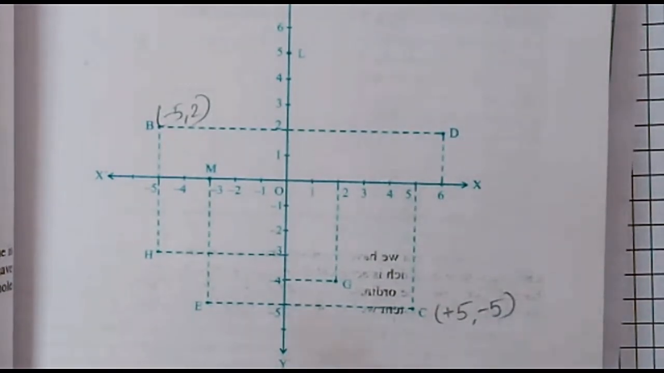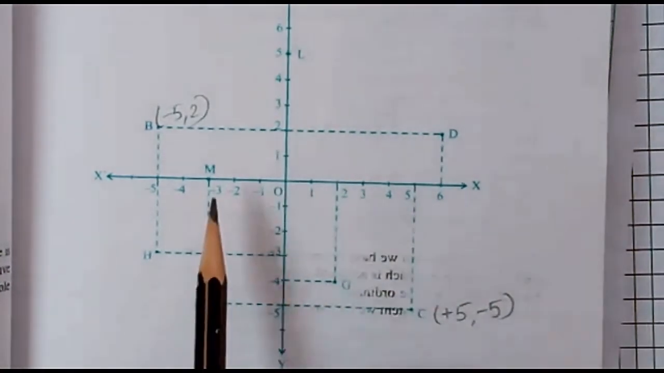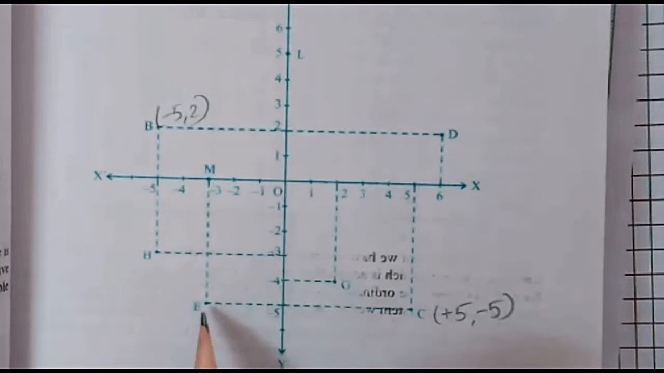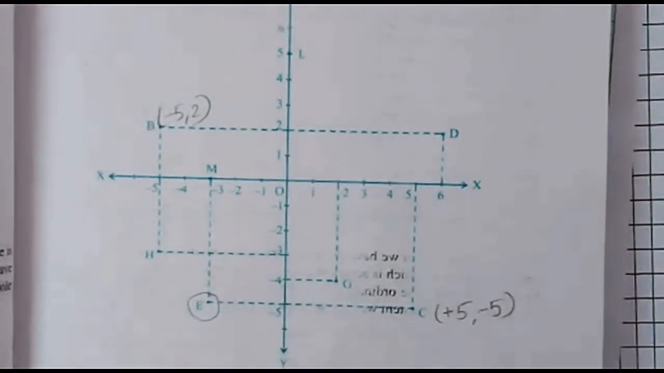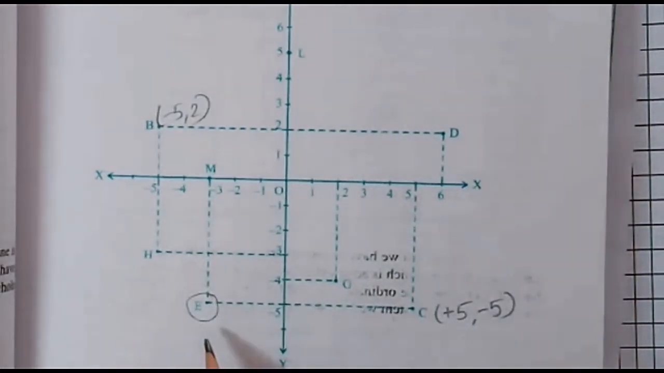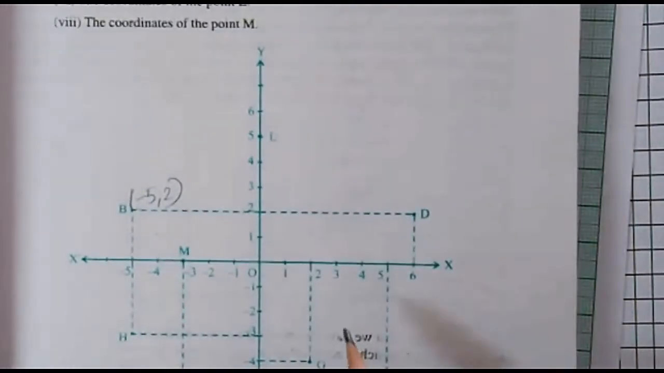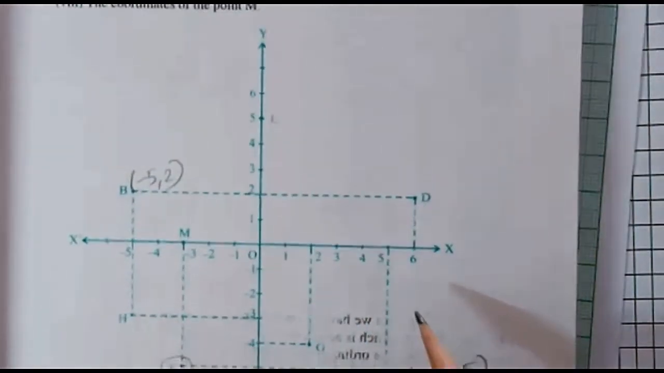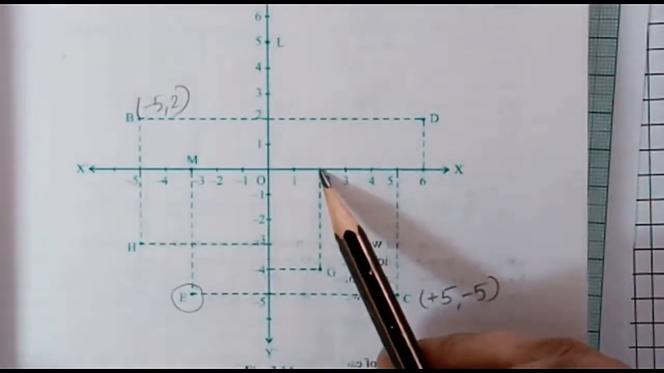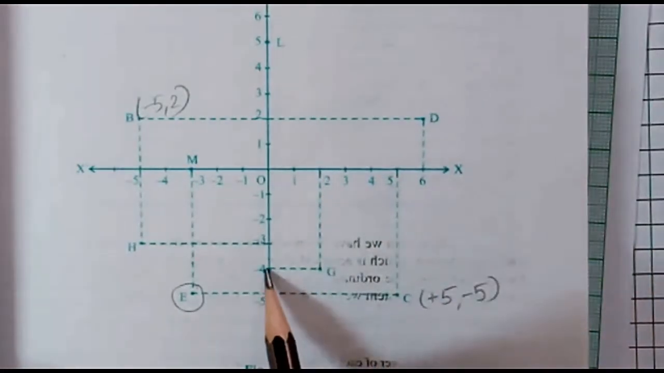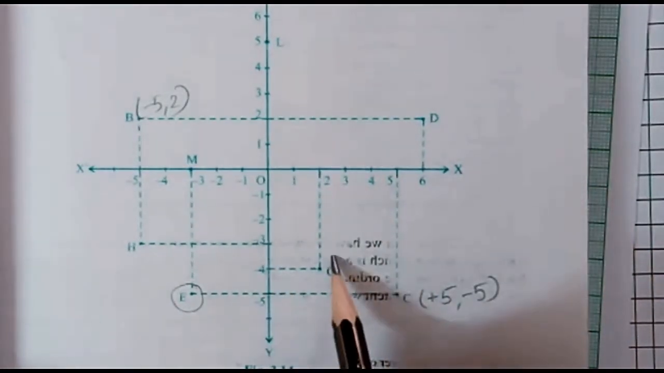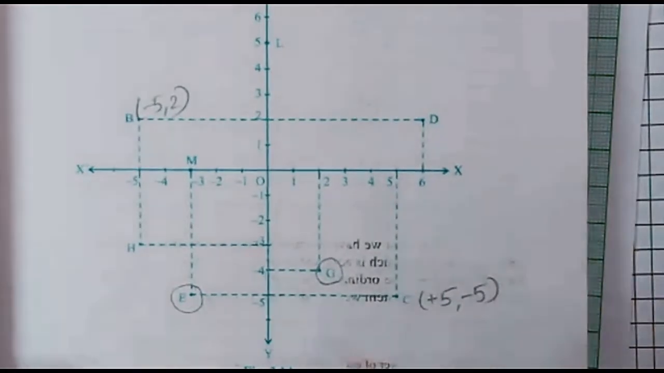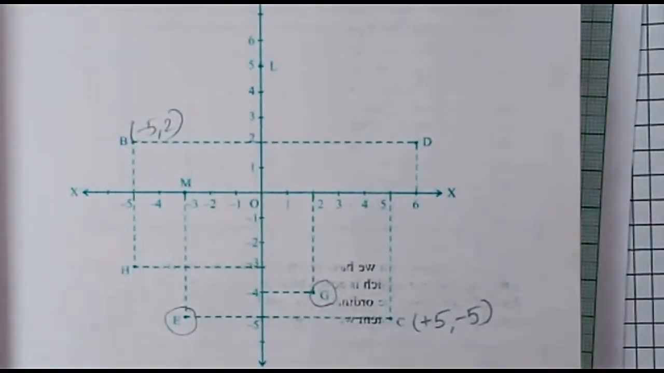Third question, which point is identified by -3 and -5? So on the x-axis we can see -3, on the y-axis -5. So that point is E. E is representing -3, -5. Which point is identified as 2, -4? So see +2 on the x-axis and -4 on the y-axis. So we get point G. In this way you can find out many more questions.